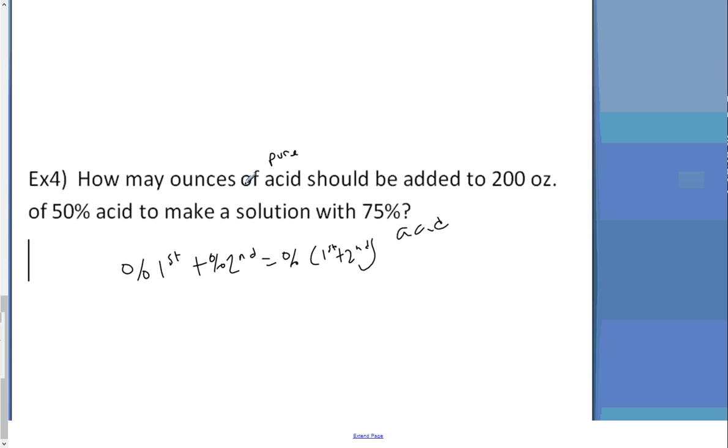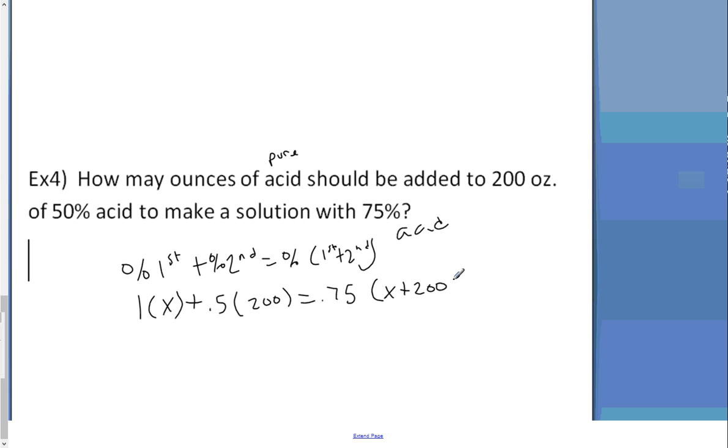All right, so let's go through it. What percent, if I add pure acid, that's 100%, which is 1. 1 times, how much of that am I adding? I don't know. Let's call it X. You could call it A for acid too. Plus, what percent is the next acid? Well, it's 50%, so it's 0.5 times what? 200 equals 0.75 of how much is in the first? I don't know. Let's call it X. How much is in the second? 200.